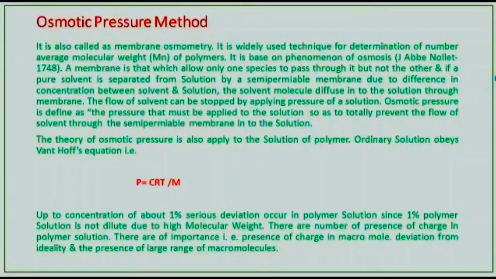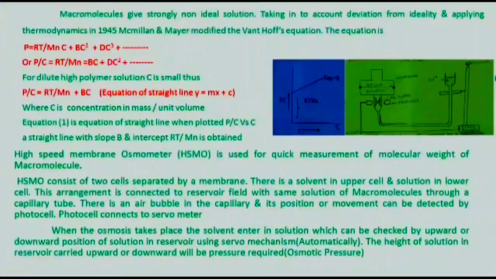The theory of osmotic pressure is also applied to solution of polymer. As you know, ordinary solution obeys van 't Hoff's equation, that is P is equal to CRT upon M. Up to concentration of about 1%, serious deviation occurs in polymer solution. Since 1% polymer solution is not dilute due to high molecular weight, there is deviation from ideality due to presence of large range of macromolecule. Macromolecule gives strongly non-ideal solution.